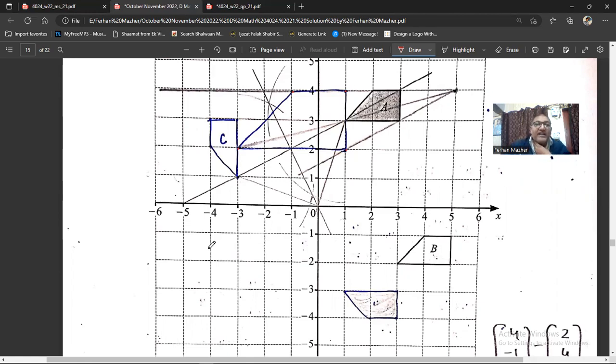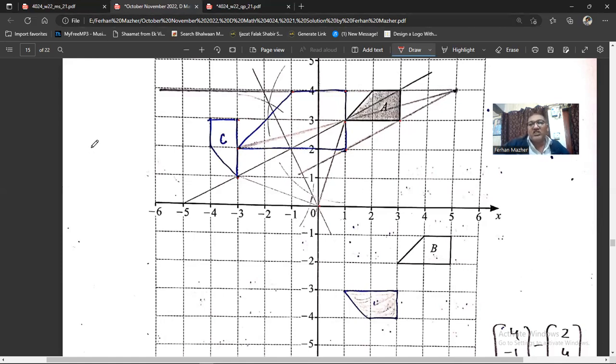The procedure of finding the center of the rotation is you join the same points. For example, this point and this point are the same, so you draw their perpendicular bisector. You can join this point and this point, they are the same, and draw their perpendicular bisector. Their perpendicular bisector will be here. Where these perpendicular bisectors intersect, that is the center of rotation.